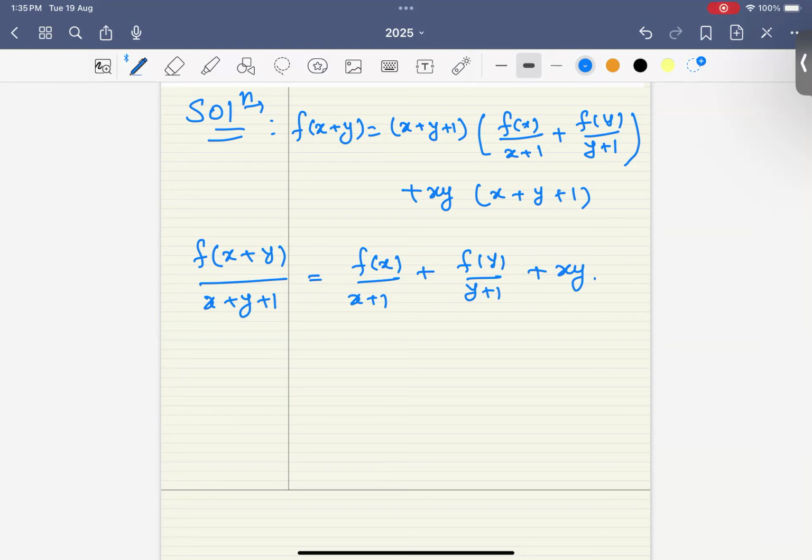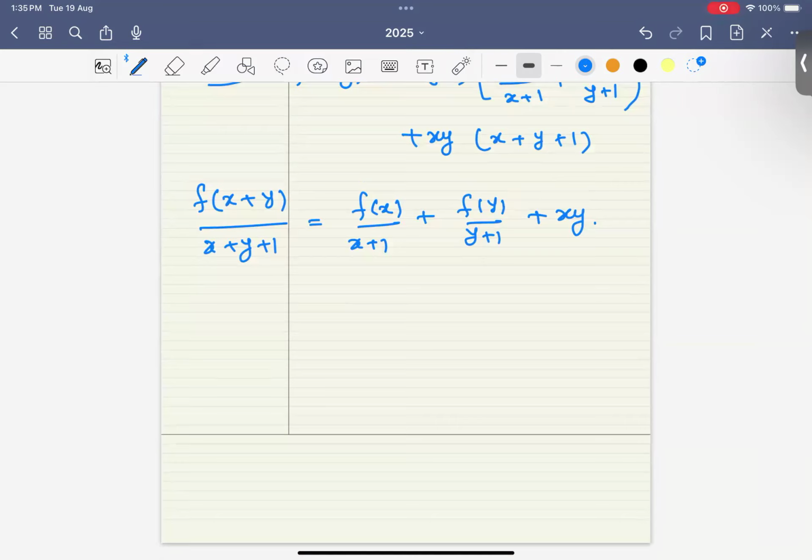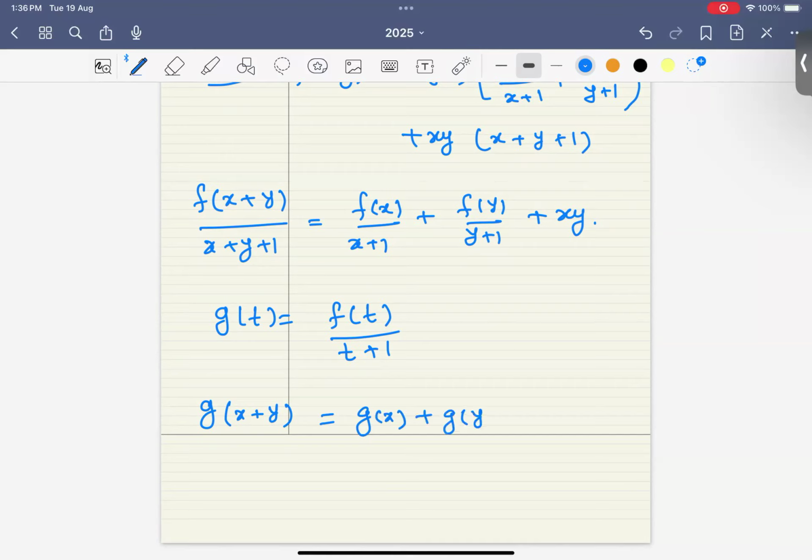Right, and you can see that there is a definite function which is sort of repeating itself every time. So I'm going to define that function. Let g of t be f of t upon t plus 1. So this problem becomes g of x plus y is equal to g of x plus g of y plus xy. That is what you eventually get.